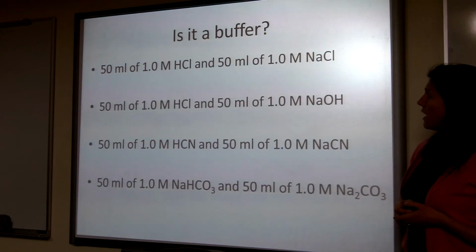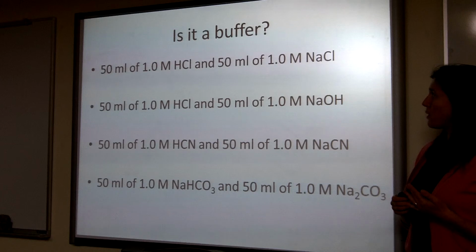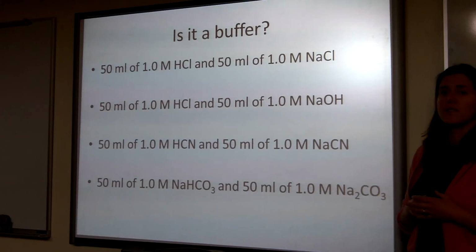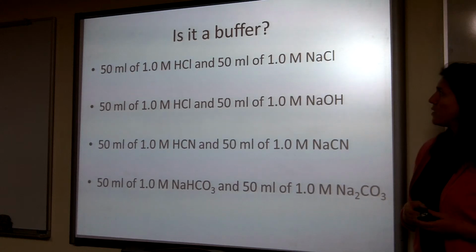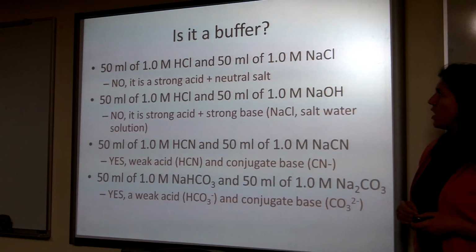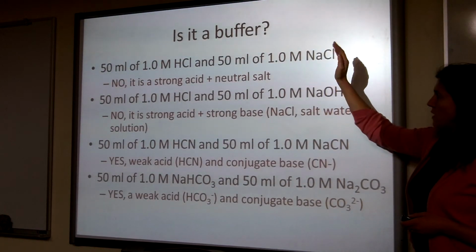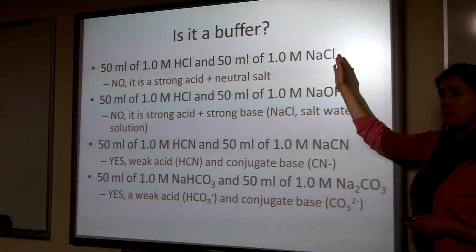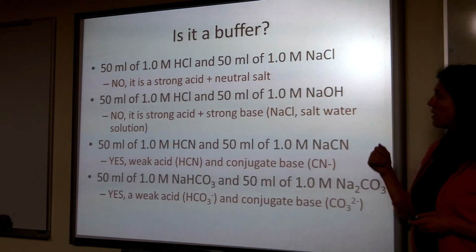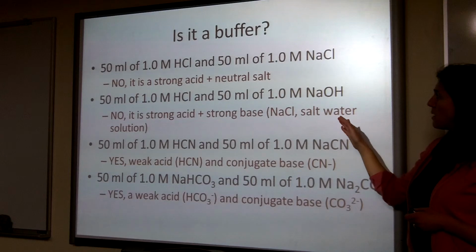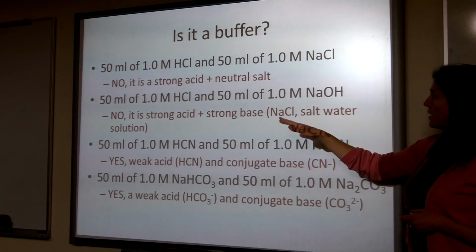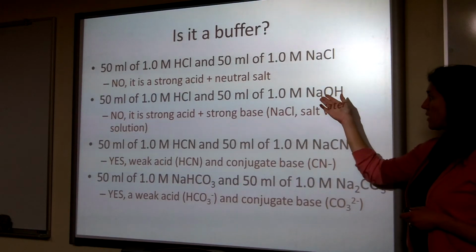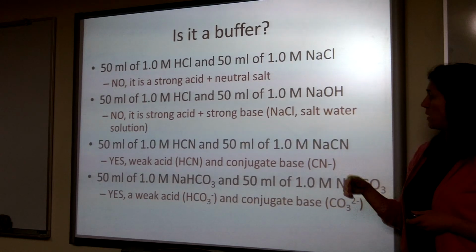So there you go. And last scenarios to look at, is it a buffer? So here's 4 scenarios to look at. You can pause, ask yourself, is this a buffer? So first scenario, no, it's not a buffer because HCl is a strong acid and this is the salt of a strong acid. We want them both to be weak. This one is not a buffer because we have a strong acid and a strong base. So when I put those together, I'll just end up with salt water, not a good buffer.